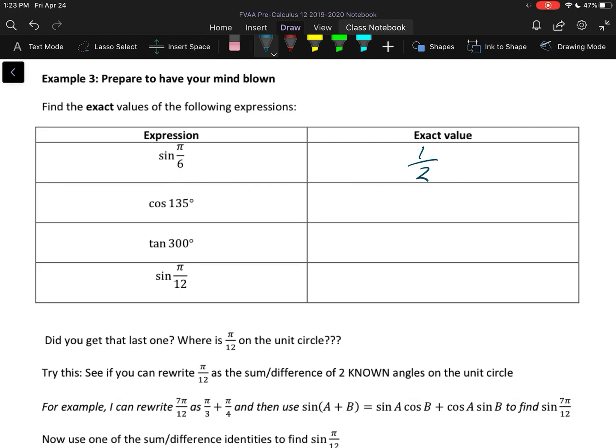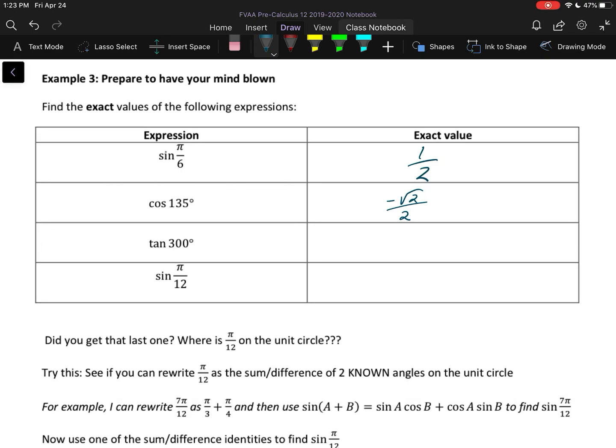Cos at an angle of 135. An angle of 135 is 45 degrees past 90 degrees, where the x and y values are equal in size. The y is equal to positive square root 2 over 2, and the x is equal to negative square root 2 over 2. Tan 300, which is 60 less than 360.